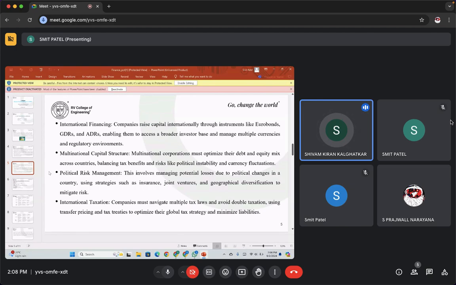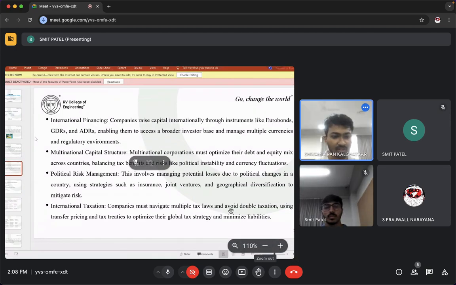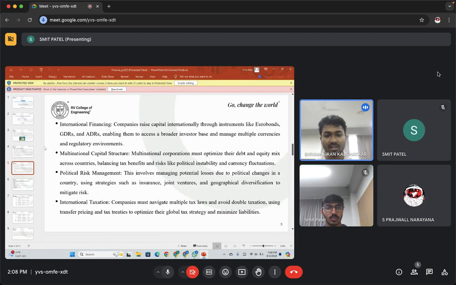Companies must navigate multiple tax laws and avoid double taxation using transfer pricing and tax treaties to optimize their global tax strategy and minimize liabilities.